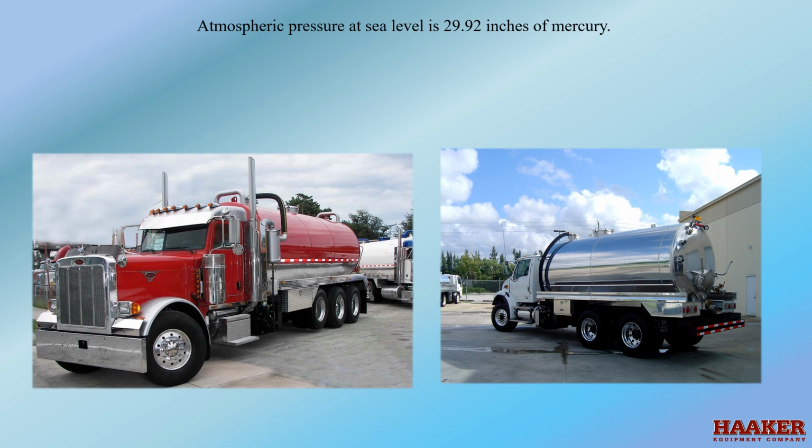Atmospheric pressure at sea level is 29.92 inches of mercury. This is equivalent to a column of water 406.7 inches, or 33.9 feet. Therefore, a total vacuum can only pump water from a depth of just 34 feet. And that is why a pump or a vacuum truck is limited in how deep it can pump fluids.